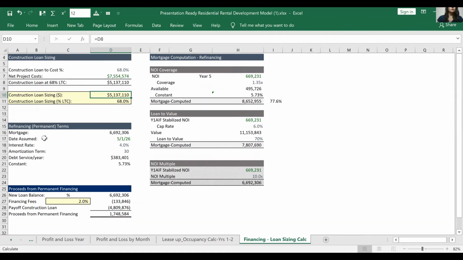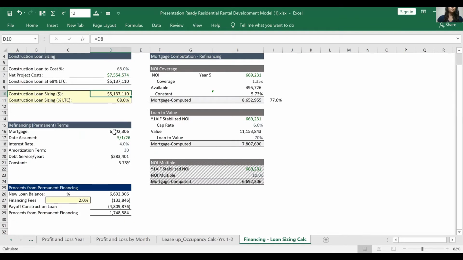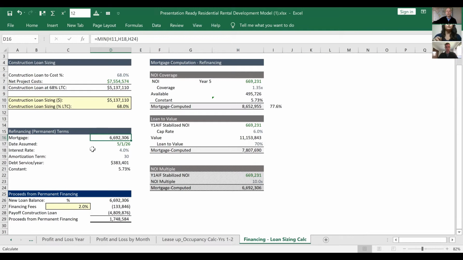Down below are the refinancing assumptions. I'm assuming that I'm going to refinance in year 4. The way we typically look at this is you look at different things. The bank is going to look at your NOI multiple. This is a typical calculation in the market: you can afford to pay at least 10 times your stabilized net operating income. So in this case, it's 6.6 million.